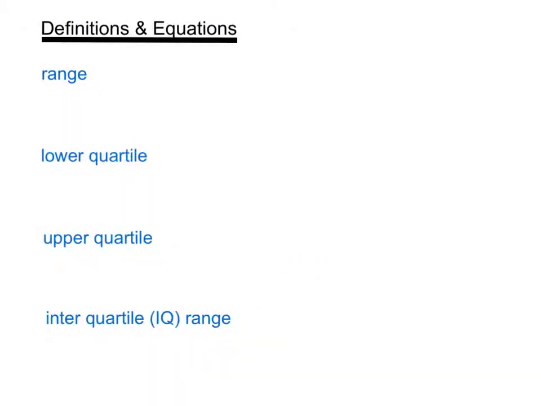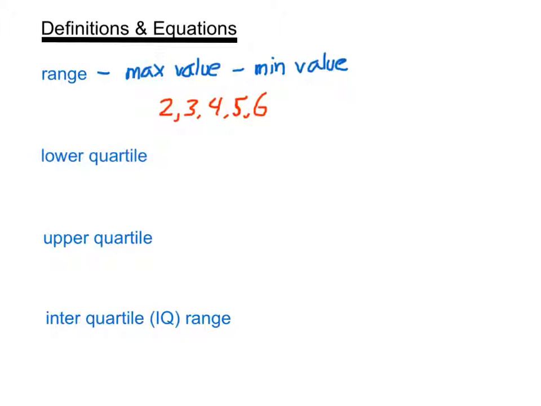So when measuring the spread, we need to know some of the terminology here. So the first term that we need to know is the range. And the range is simply the maximum data value minus the minimum data value for a given data set. For example, if I have the following data set, the max value is 6 and the minimum value is 2, so 6 minus 2 gets me a range of 4.